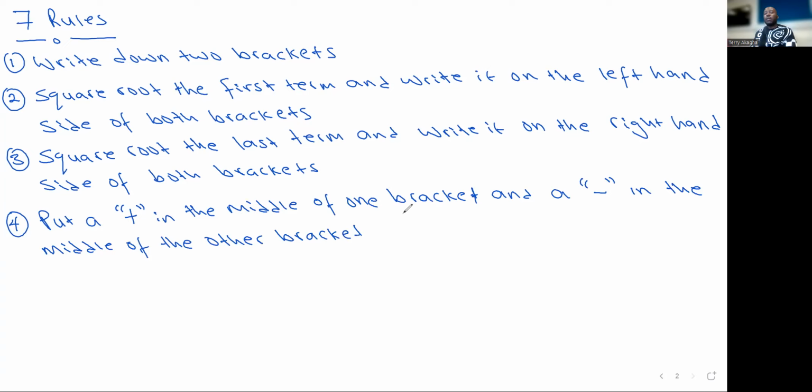Now the order does not matter. So you can put the negative first, then the positive, or you can put it the other way around. So the order does not matter.